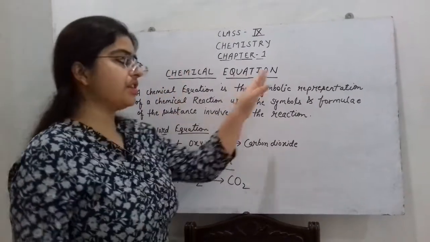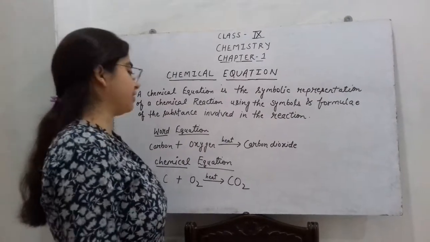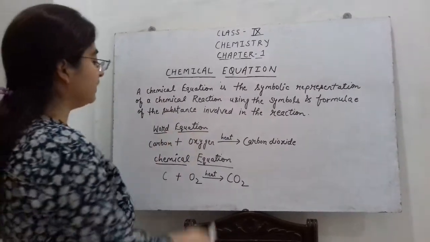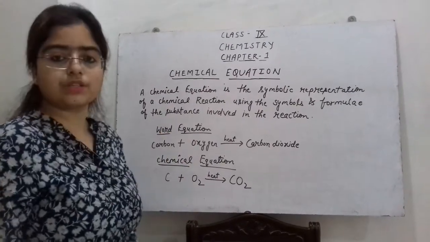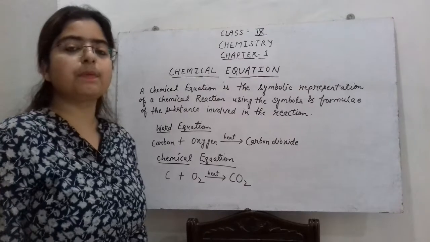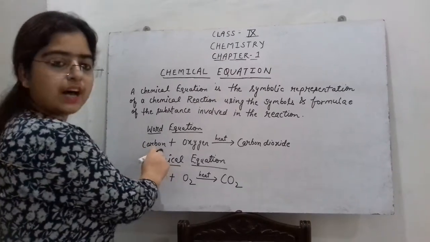A chemical equation is the symbolic representation of the chemical reaction. Let's take an example. Here we are writing a word equation. When the coal is burnt in the presence of oxygen. Coal is a form of carbon only.